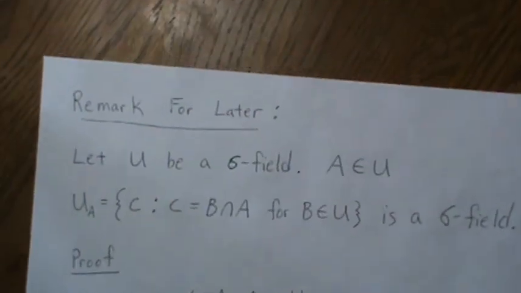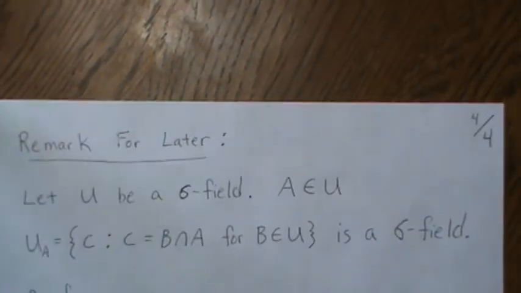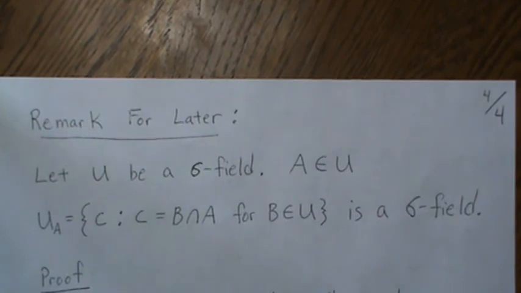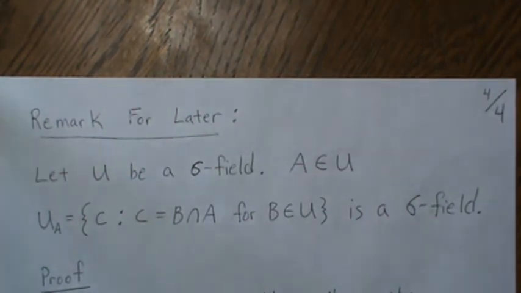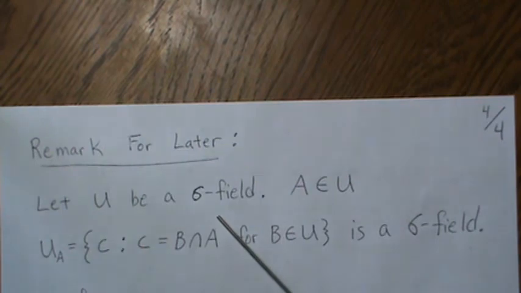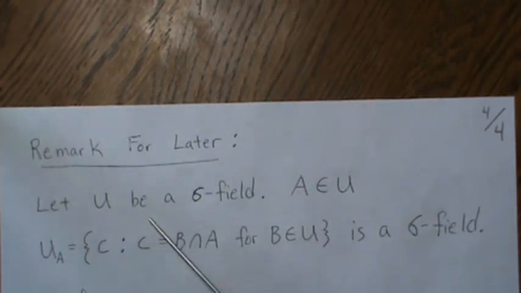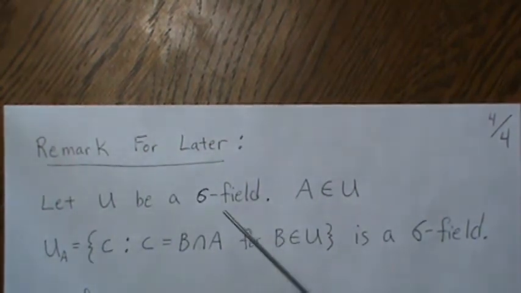So then, this remark is for later. After the next video, we're going to look at probability spaces. Then I think we're going to go into what's called conditional probability. I haven't decided that yet. But this will play a part in that. So let's let U be a sigma field, okay? And again, this needs to be associated with a universal set. So I probably should always put that, but I didn't this video.